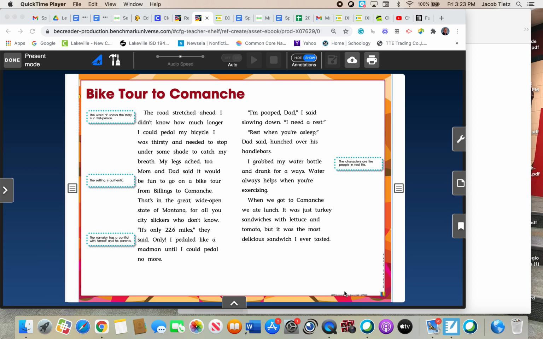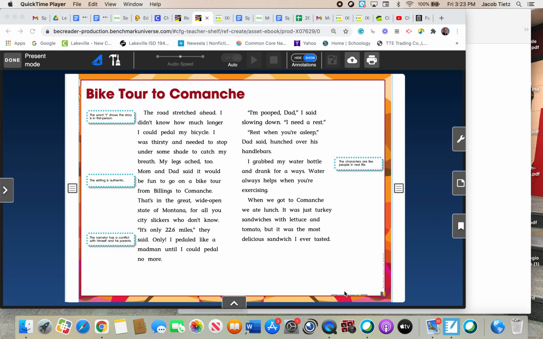Authentic settings, meaning where and when the story takes place, the fact that they are places that we have been to, that are real places. You're not going to read a realistic story about a bunch of aliens from Venus, okay? Because that would not be realistic. So we want to have authentic or realistic settings, places that could actually take place.